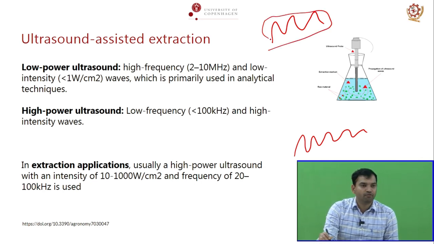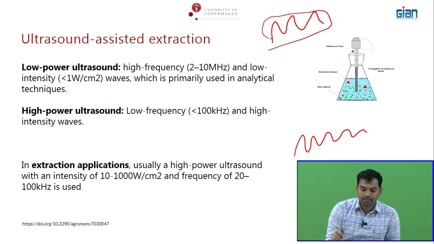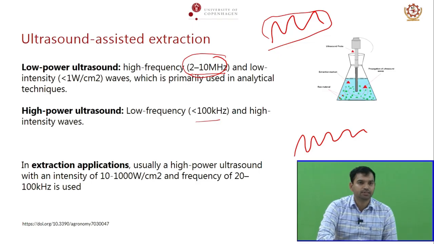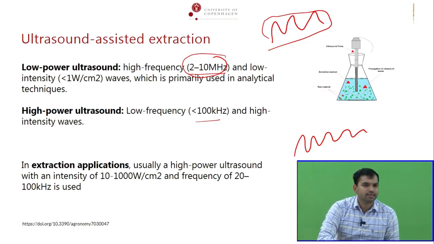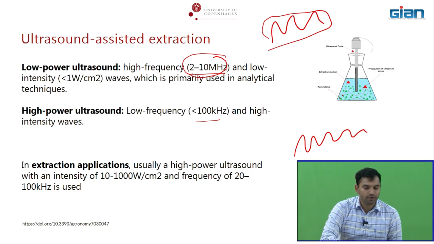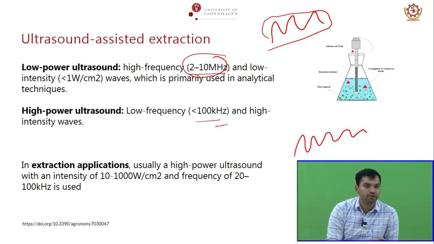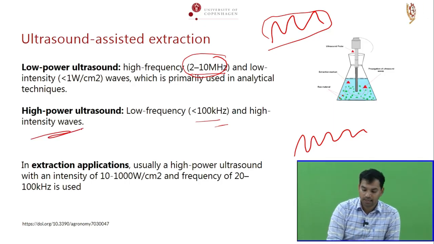Ultrasound is a special kind of sound wave. The difference is that the frequency is like 2 to 10 megahertz or less than 100 kilohertz. The high frequency ultrasound is basically used for diagnostic purposes. If you go to clinics, they take an ultrasound to see where the baby is moving and so on, and perhaps there they use these kinds of frequencies. But in food science, for extraction purposes, we use low frequency, high intensity ultrasound.